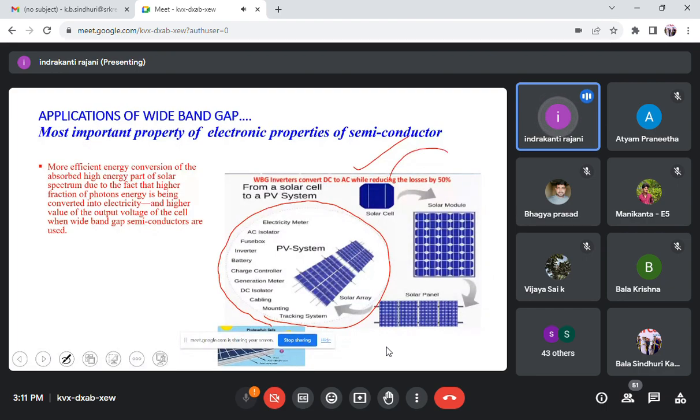And for this, again, one device is required, one motherboard is required, one integrated circuit chip design is required. So when the higher part of the solar energy spectrum is absorbed when we are using the nano semiconducting materials, and a higher value of the output voltage of the cell is obtained when these kinds of wide band gap semiconductors, especially at the nanoscale, are used.